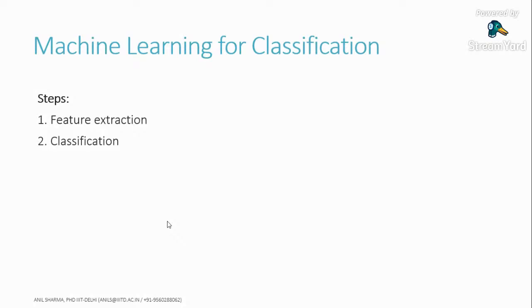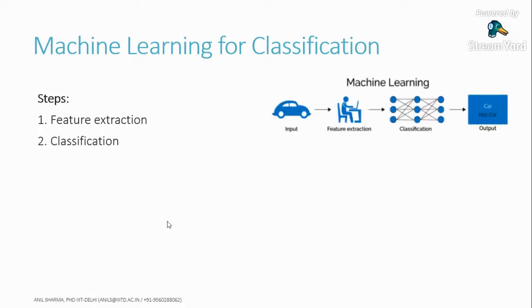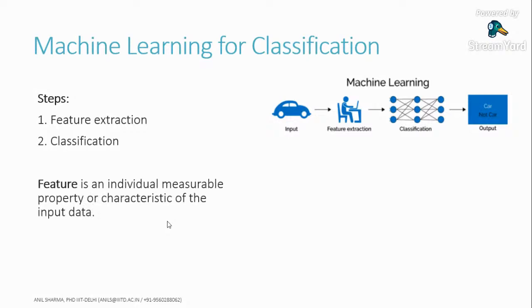One is feature extraction, and second is classification. Okay, so we have seen this image in one of the previous slides. The features are an individual measurable property or characteristic of the input data. For example, the trajectory or the shape of this car is one such feature. The color of the car is one such feature. The bonnet of the car is one such feature.